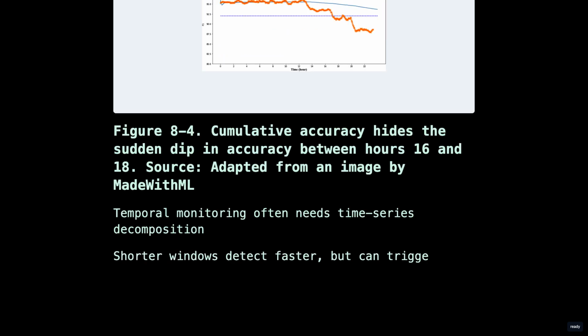Many production systems use the training distribution as the baseline and compare it with hourly or daily production data. Short windows react quickly, but they also make ordinary fluctuations more likely to look like a shift.